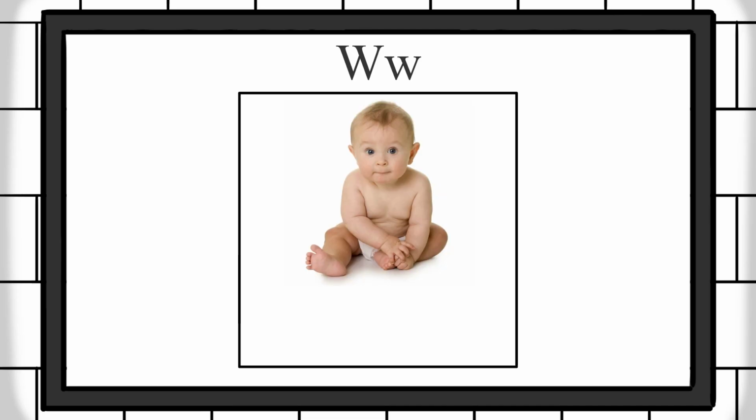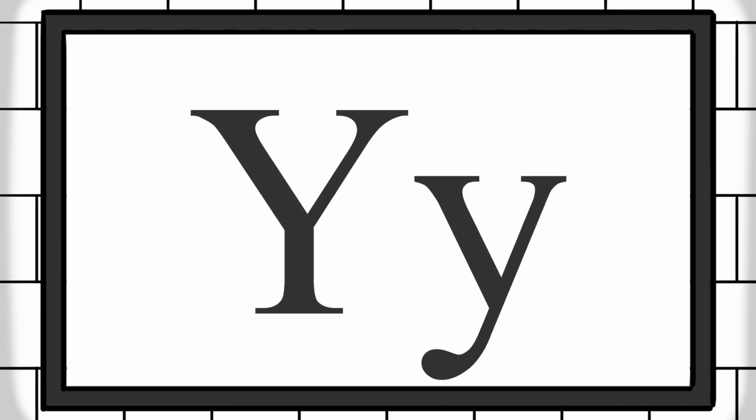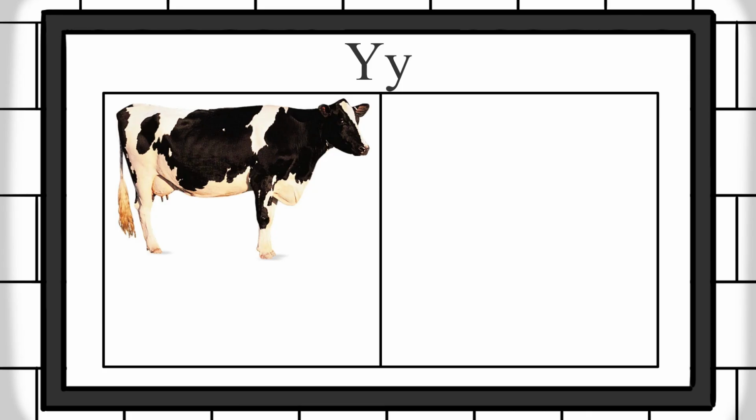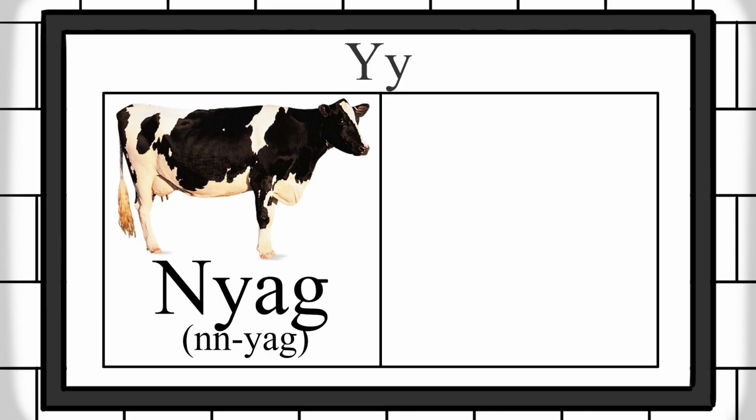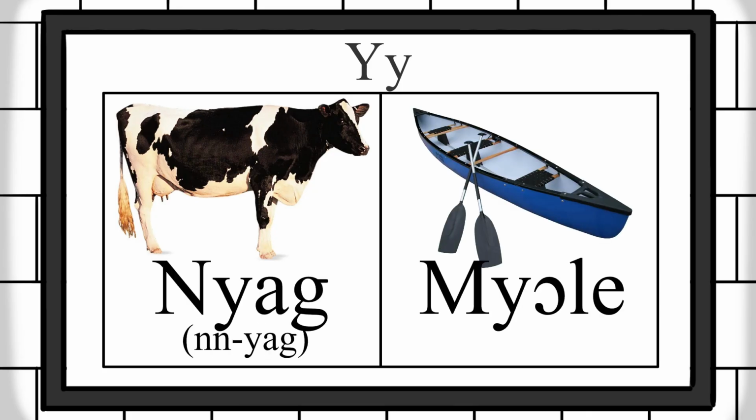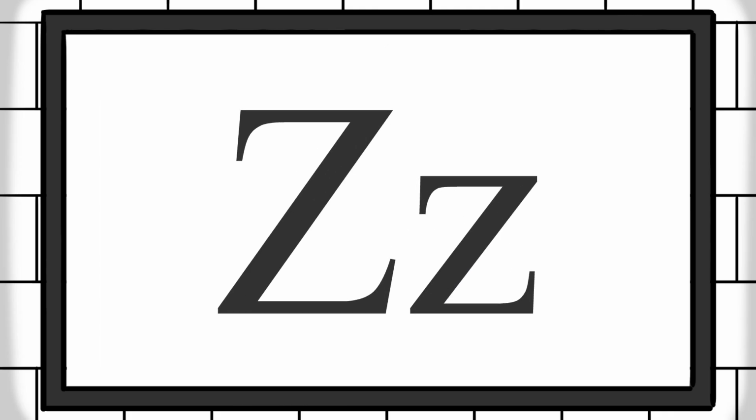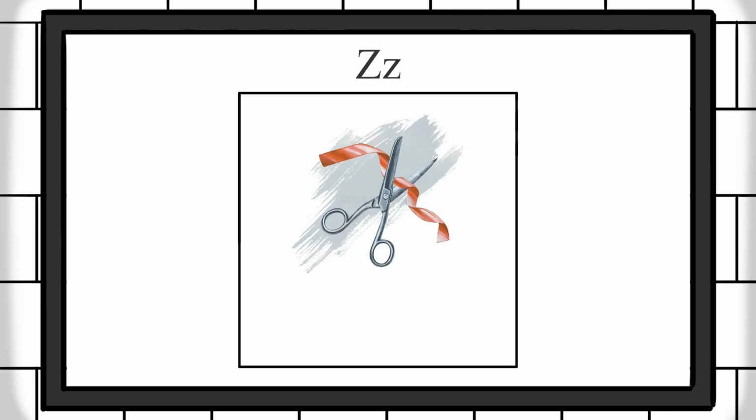And for W, there's only one example, which is child, and that's pronounced moan, moan. For Y, I have a cow, which is pronounced nyag, nyag. And canoe, which is pronounced mule, mule. For Z, the only example I have right now are scissors, which is pronounced zenz, zenz.